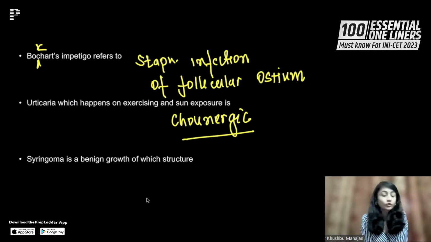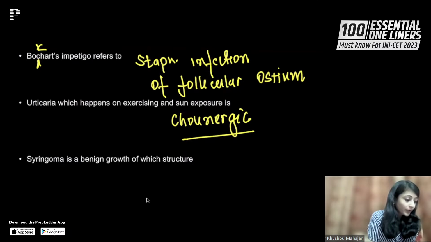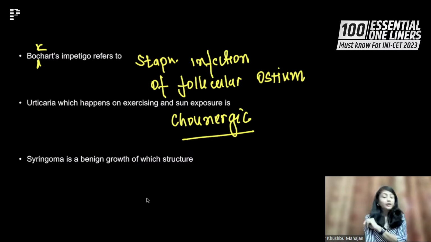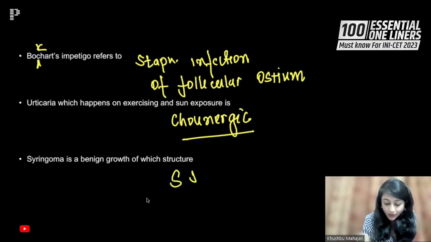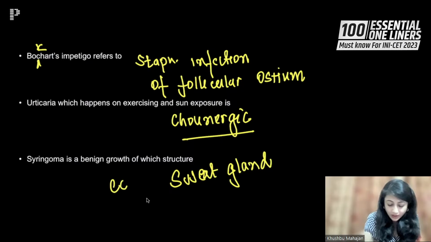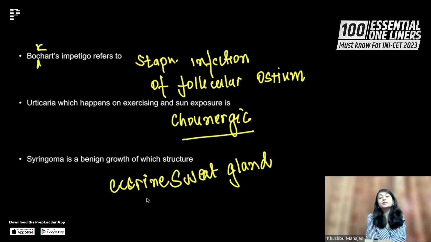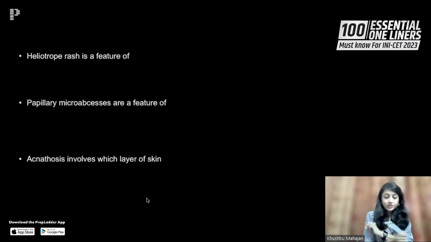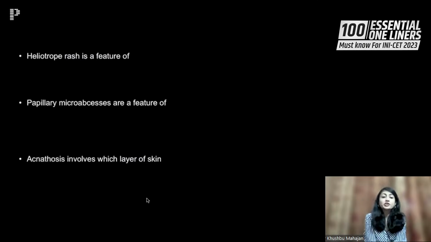Syringoma is a benign growth of which structure? Syringoma, absolutely right, Narsimha. Syringoma is a benign growth of sweat gland. Which kind of sweat gland? It is usually the eccrine sweat gland. And typical histopath appearance in syringoma is a tadpole appearance. Absolutely right. Moving on to the next set of questions.